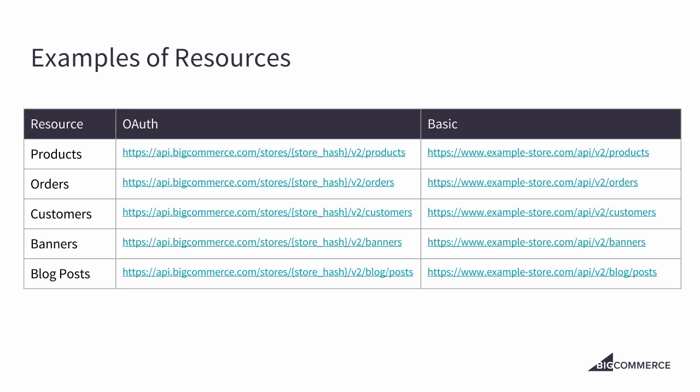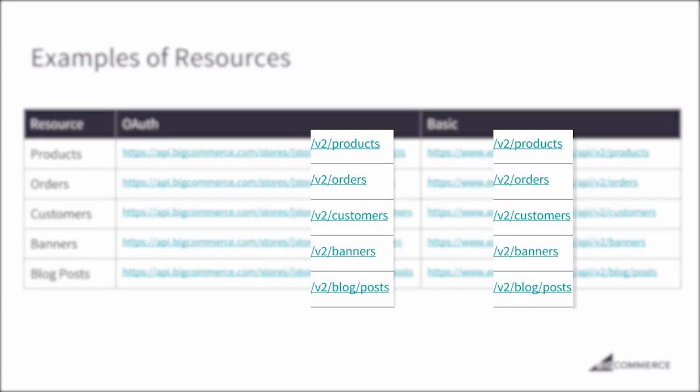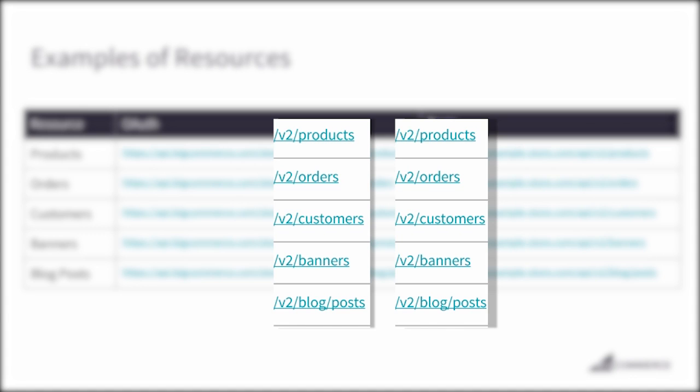The URL used to access a resource using OAuth and the URL used to access the same resource with basic auth will be different. Here are a few examples. Notice that the paths to the resources are identical from /v2 and forward. Let's take a deeper look at the products resource.